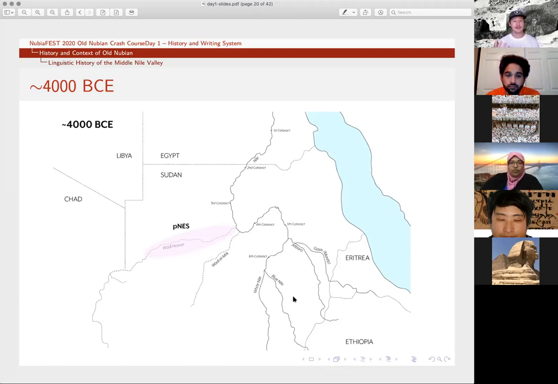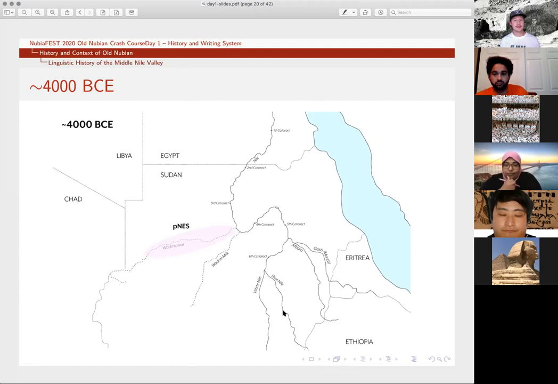Old Nubian belongs to a language family that's called Nilo-Saharan. It's one of the major language families in Africa, but it's also at the same time the least well-described language family of Africa. And so there's still an enormous amount of work to do for us to understand precisely the linguistic context of Old Nubian. So let's have a look at what we know.